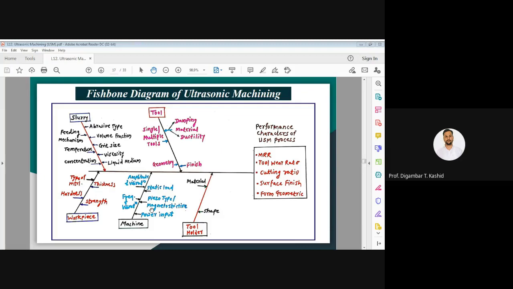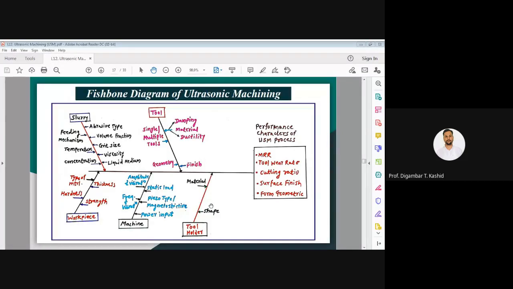Okay, now let us discuss another parameter which affects the performance of the process, that is the tool holder. You can see here the tool holder. The shape of the tool holder and the material also affect, to some extent, the performance of the USM process. Here you can see I have written in black color: material and shape.